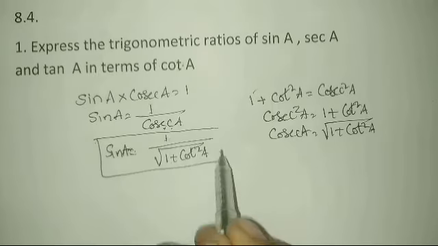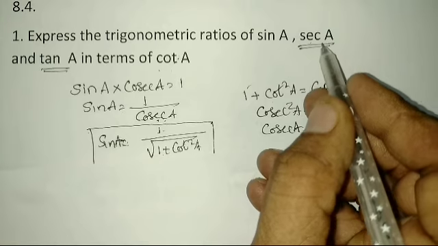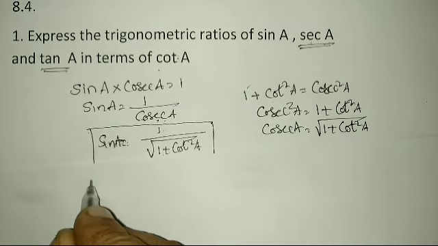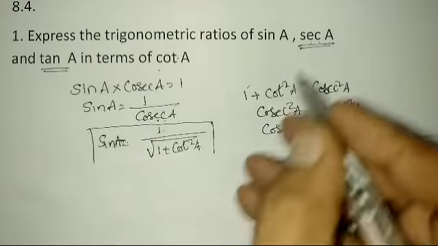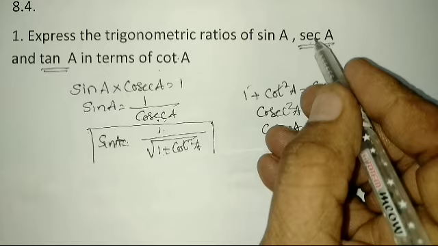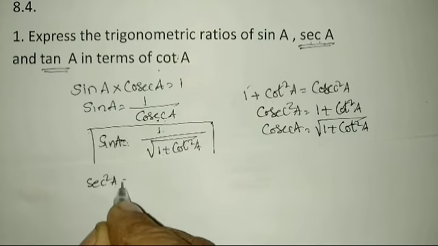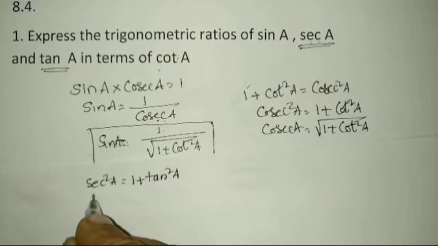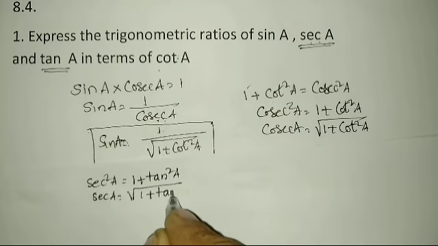Now the second one is secant A. Now we are going to write secant A in terms of cot A. There is no direct relation with respect to secant A and cot A, but we have an identity with respect to secant A and tan A. That is secant square A equal to 1 plus tan square A. From this we write secant A equal to what? Root of 1 plus tan square A.